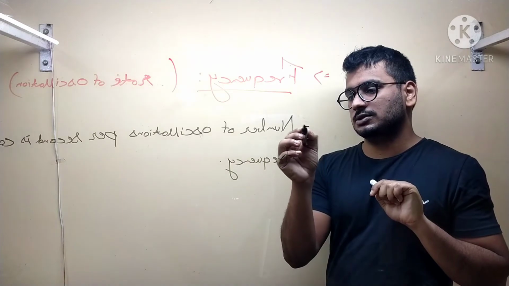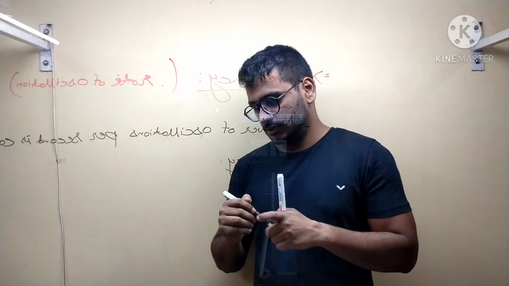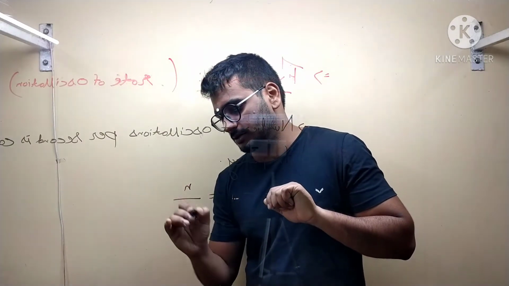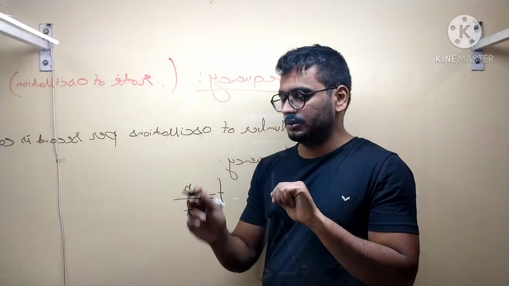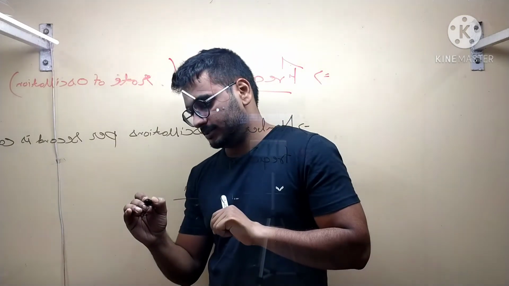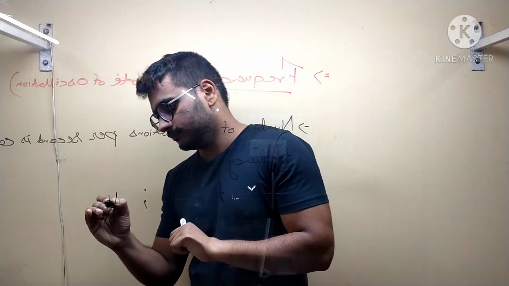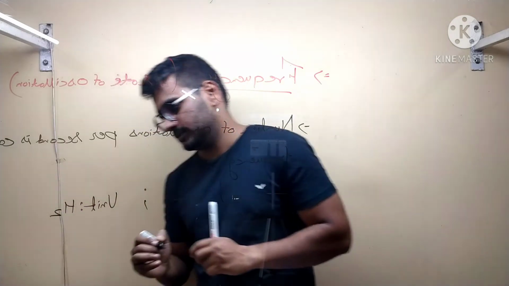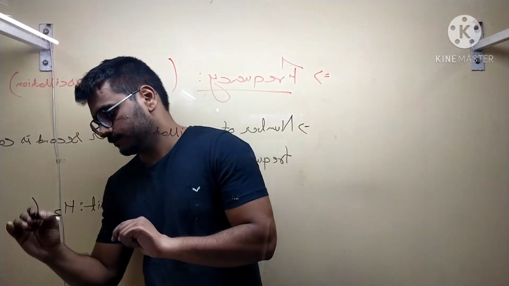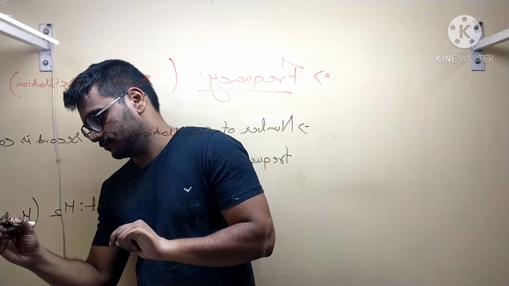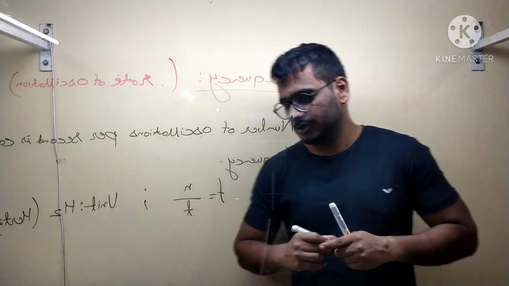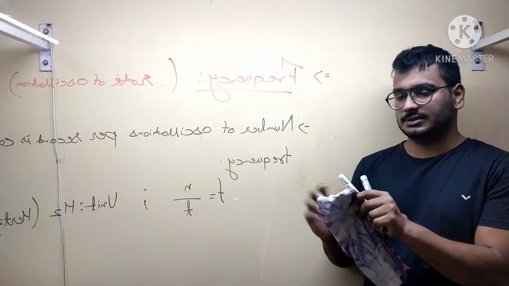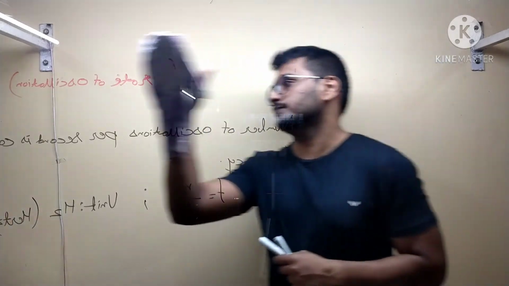Very easy. So this was also an easy one. We write frequency as n by t. N means number of oscillations, t means time, and its unit is hertz. So this is the unit of frequency. Note this one, then we will move forward to the characteristics of sound.